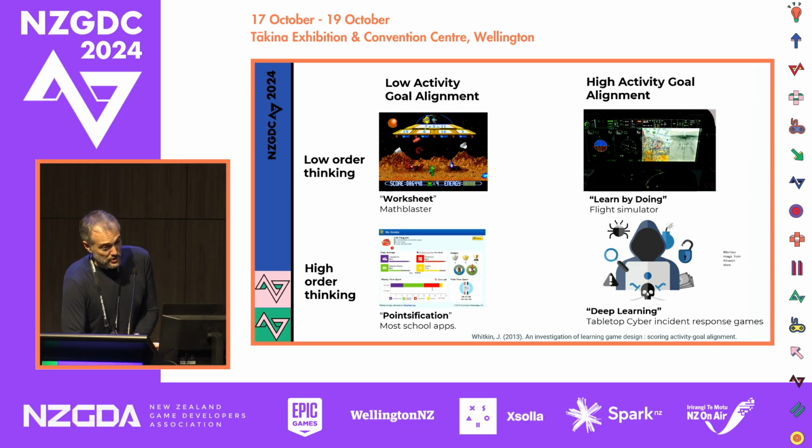And so you're doing a worksheet, colorful worksheets. Low order thinking. Higher order thinking is the complex things that happen in a classroom anyway, but then you're just kind of putting points on top of it. This is very low activity goal alignment, because there's a lot of stuff going on in the classroom, but the points you're getting really don't align very well with the actual activities that you're doing. It's just like, good job, sticker.